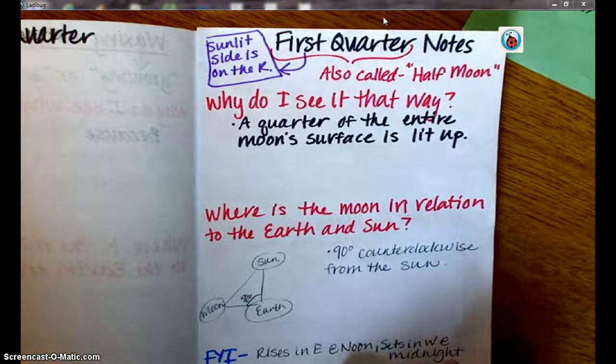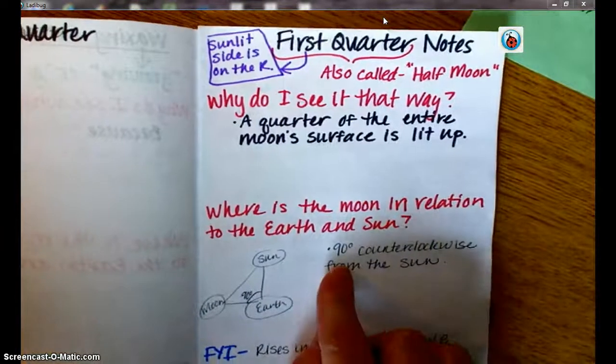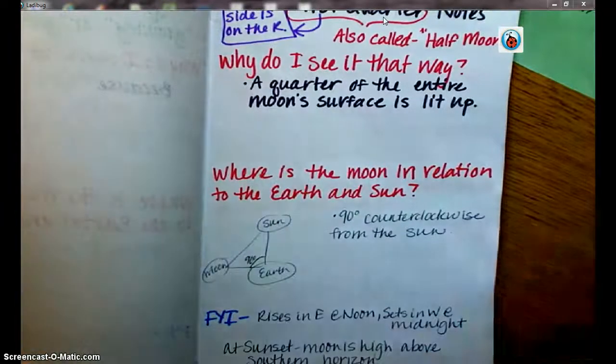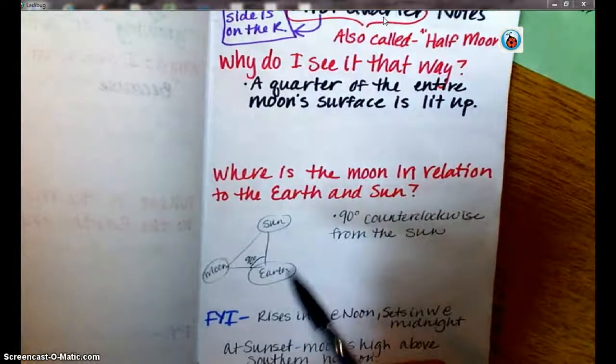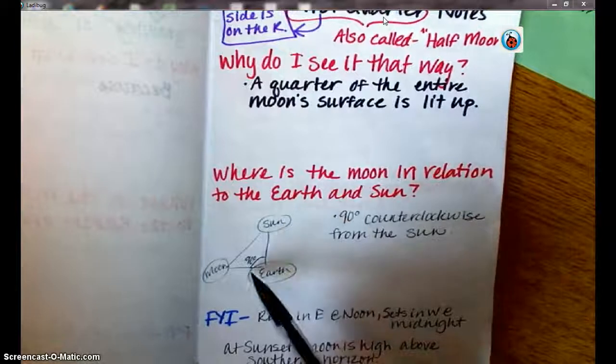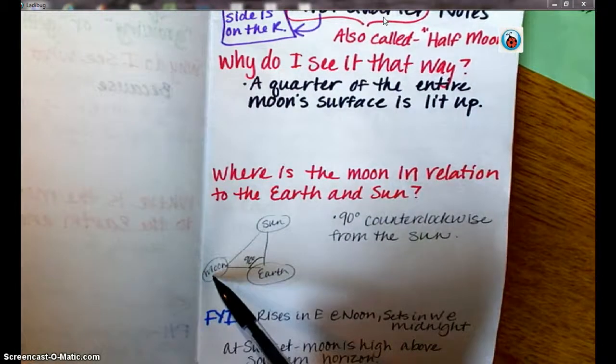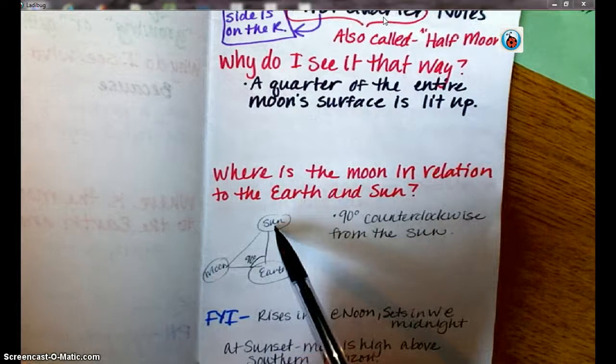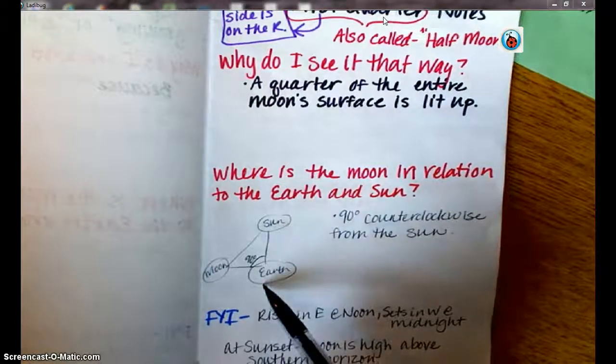Where is the moon in relation to the earth and the sun? It's actually 90 degrees counterclockwise from the sun. So in your diagram, you have the sun here and you have the earth, and then directly over here, you're going to have the moon. Wherever the sun is going to determine where the first quarter is.